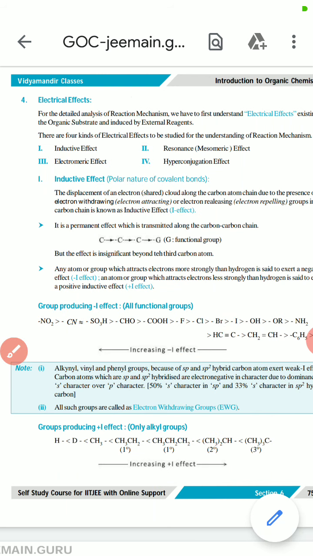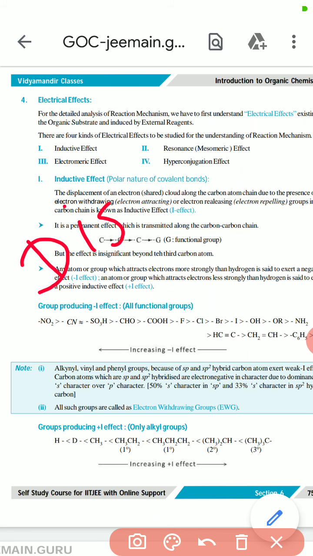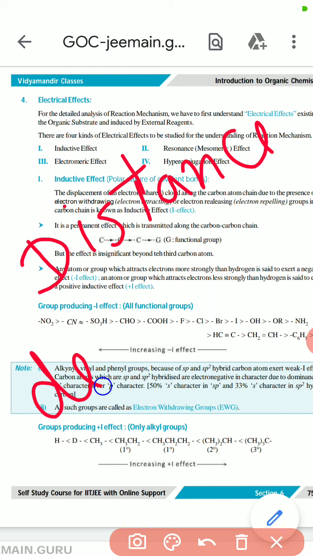Now let's see some general concepts, or general rules, or general postulates of inductive effect. What are those general things? First of all, inductive effect is a distance dependent effect.